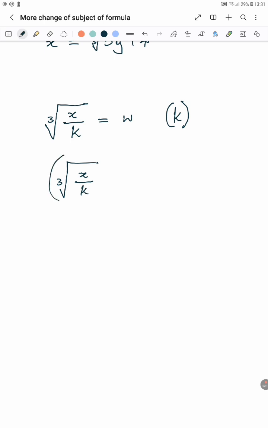Another example says the cube root of x over k is equal to w, and you are asked to make k the subject of formula, but you cannot get to k before you remove the cube root sign. So how do you remove the cube root sign? We are saying for you to remove the cube root sign, you need to raise both sides to the power 3.